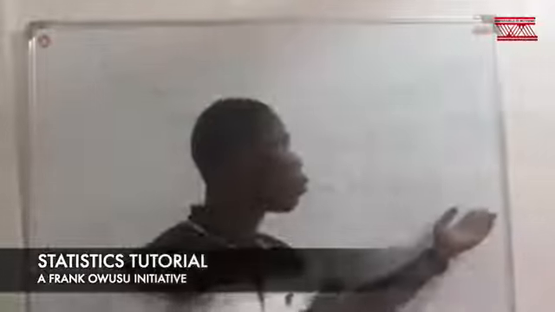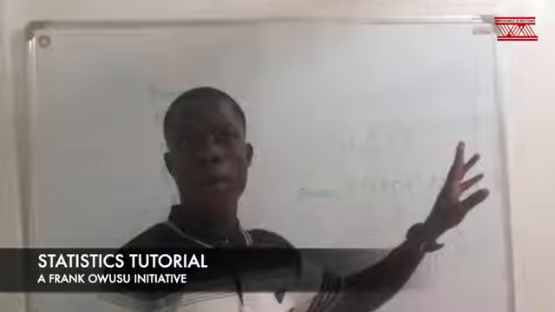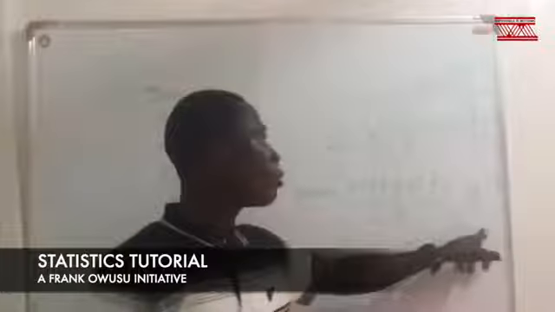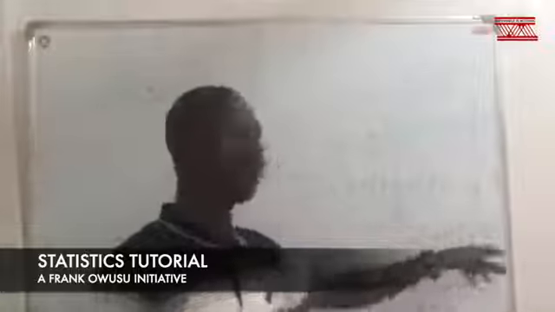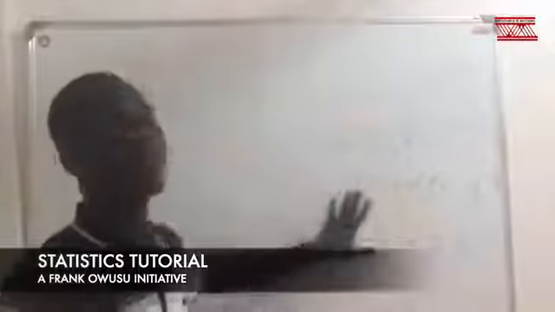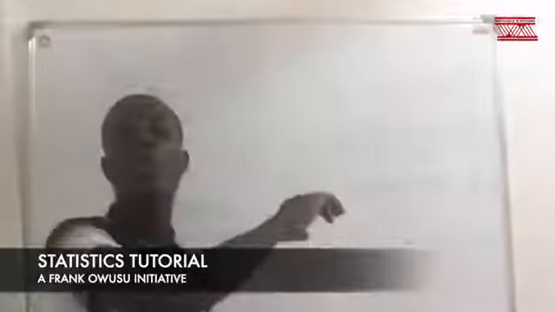You may be demanding to know why I get the 2.6. 5 goes into 13 2 times. Remaining 3. So we add 0 to the 3, making 30. 5 goes into 30 6 times. So it's 2.6. So basically this is how we find our mean. We sum all the entries, then we divide by the number of occurrences.